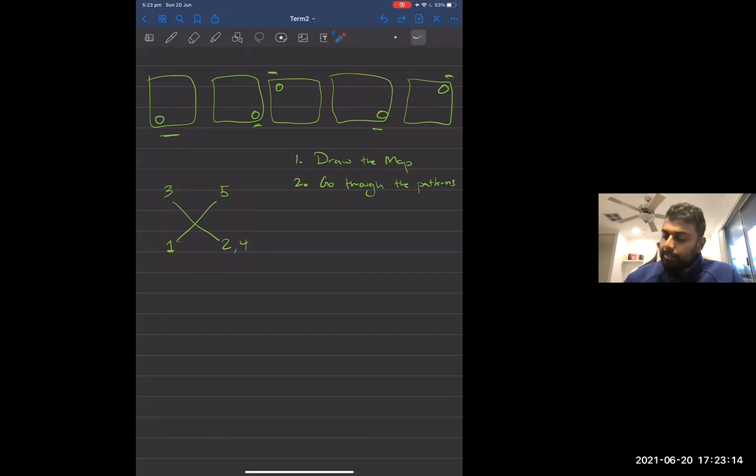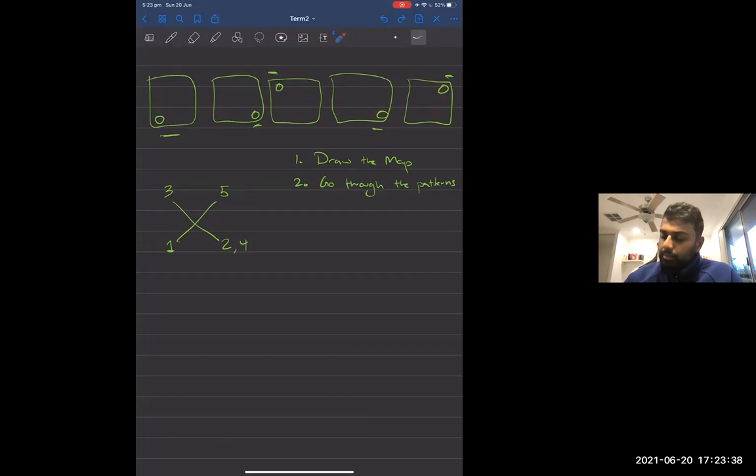So the pattern is it starts at 2, let's just say, or 2 or 4, same thing. It goes left 1 to 1, then it goes up 1 to 3, then it goes right 1 to 5, then it goes down 1 to 4. Do you see how that pattern makes sense?